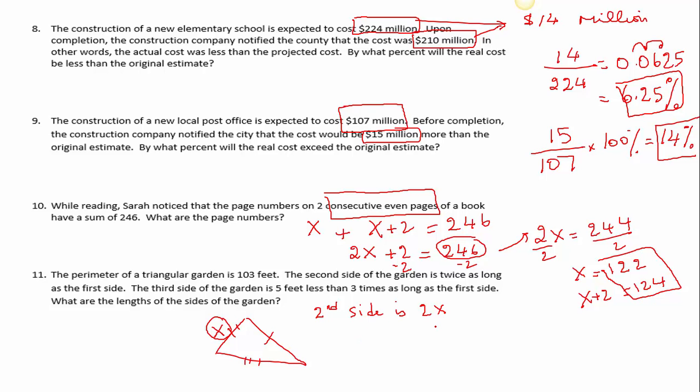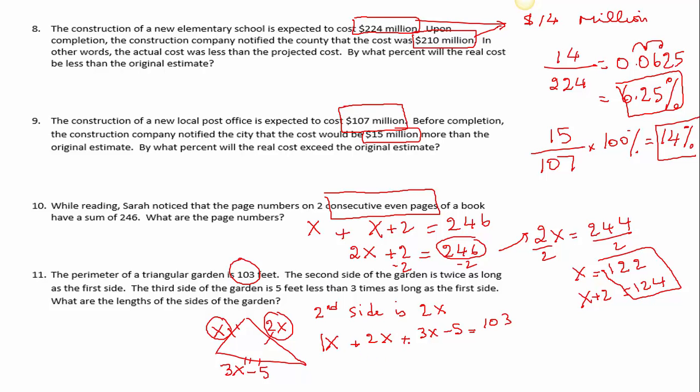The second side is 2x. It's twice as long as the first side. The third side is 5 feet less than 3 times as long as the first side. So 3 times as long as the first side, less 5. What are the lengths of the sides of the garden? We know that the sum of x plus 2x plus 3x minus 5 is equal to the perimeter, which is 103.